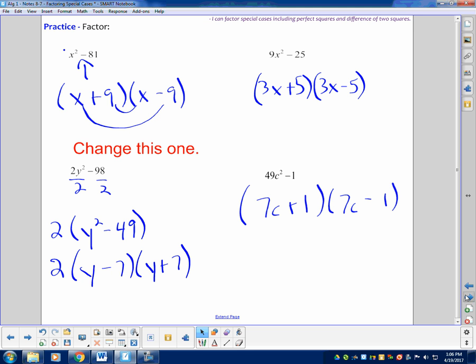If you use the shortcut, it's not long at all, which is what I just demonstrated: take the square root of each term.